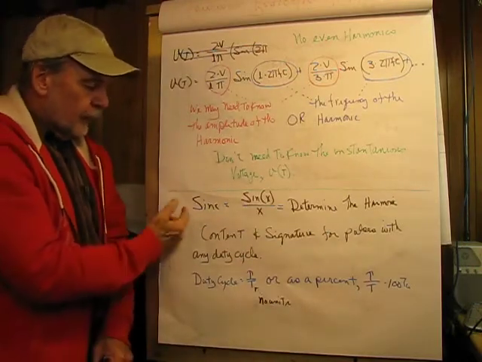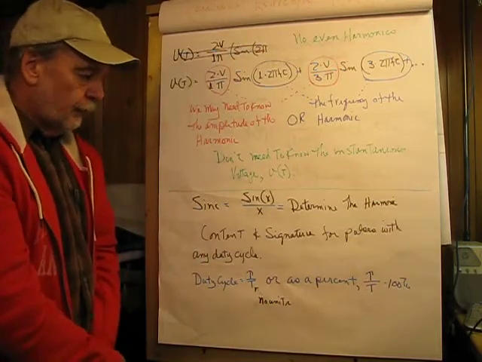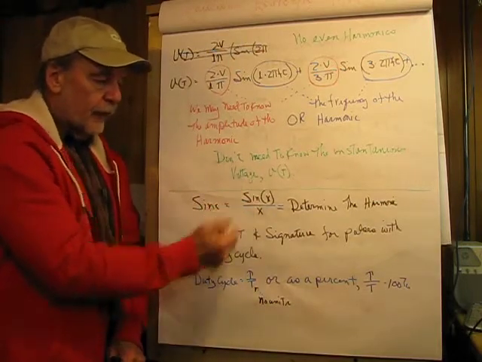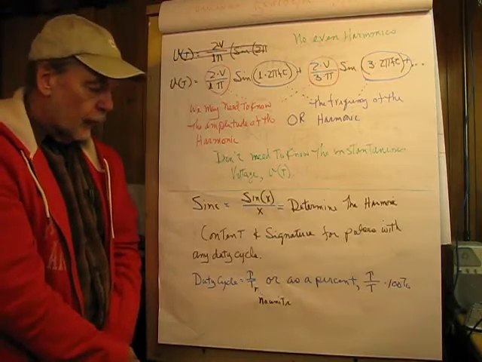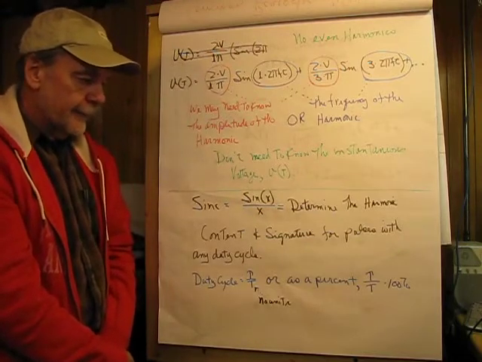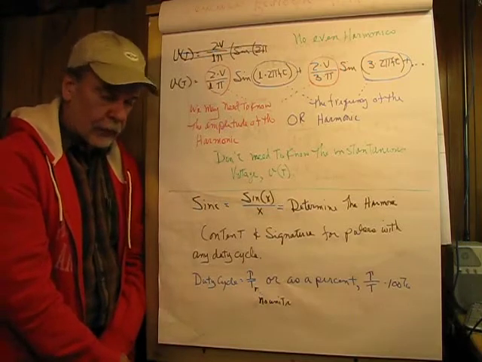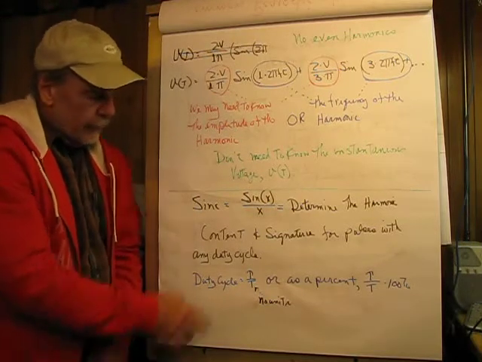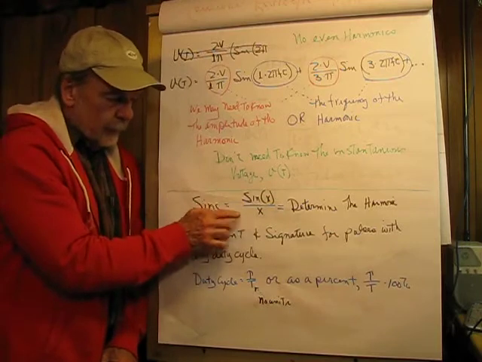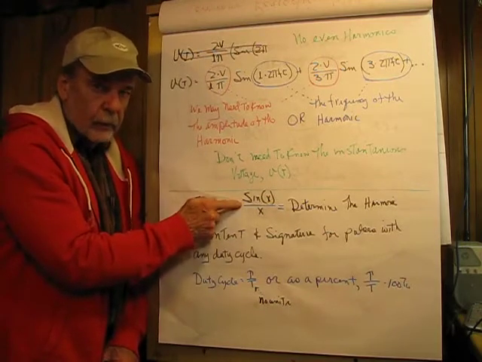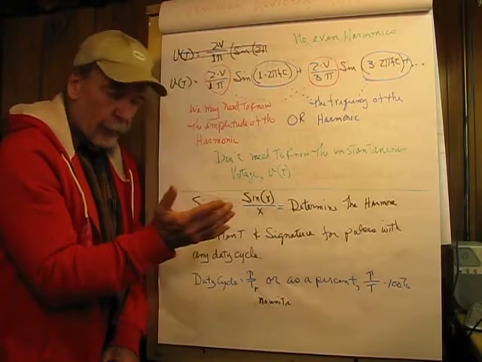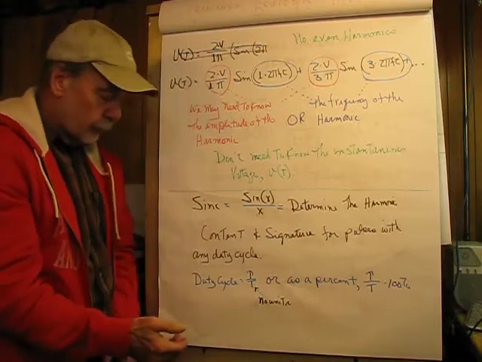So the Sinc function, S-I-N-C, is defined as the sine of x divided by x, and this allows us to determine the harmonic content or the signature of pulses with any duty cycle. So if you're working these, you have to have your calculator in radian mode. Very important. Nothing will work right if it's in degrees.